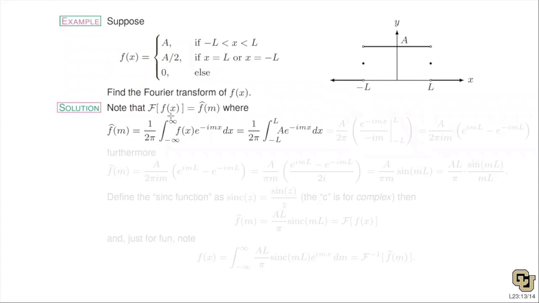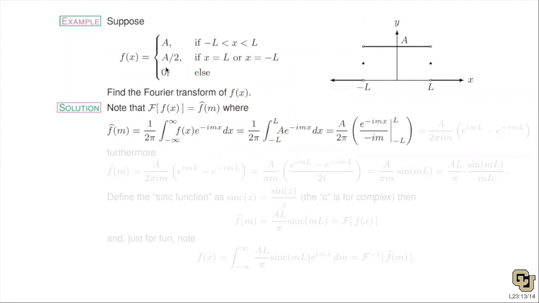So here I'm just doing the integral. The integral's from minus infinity to infinity, but the function's support is only inside minus L to L. Outside minus L to L, the function is 0. So the integral from minus infinity to minus L, that's 0. The integral from L to infinity, that's 0. I just have this one integral where x is between minus L to L. And in that domain, the function is A. So I replace f of x here with A when x is between minus L and L.